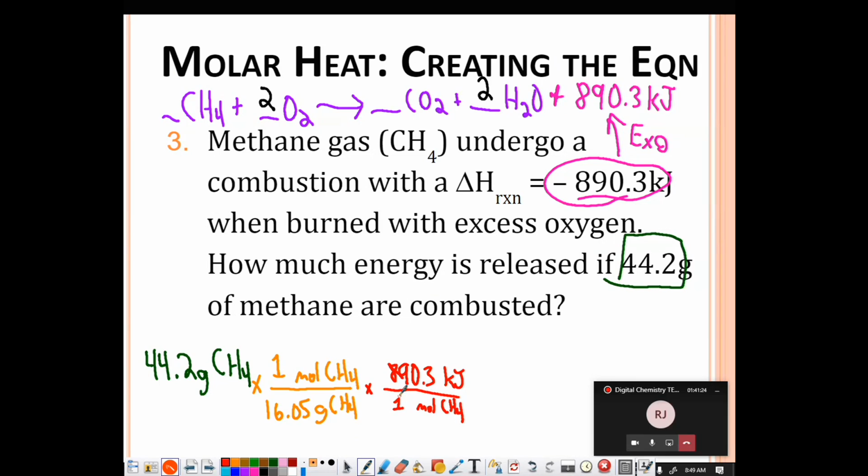So I take 44.2 divided by 16.05, times it by 890.3. I get my answer, and I've got 4 sig digs, 3 sig digs. I go with the 3. I go with whichever one is least sig diggy. And so that's 2, 4, 5 placeholder kilojoules. That is how much heat is released from that small sample of methane being burned.